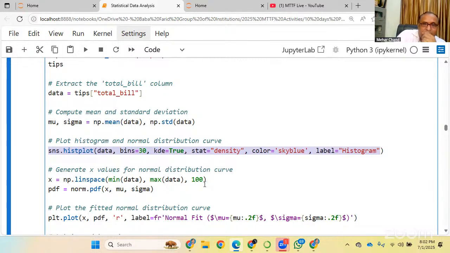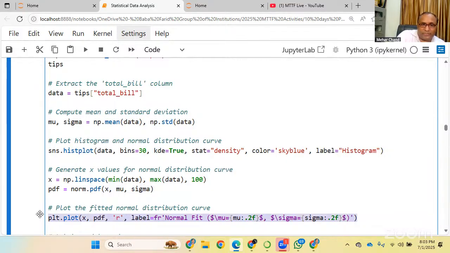And 100 points we are taking here. Okay, this will generate the interval for the minimum and maximum value of the data set. And here we will calculate the PDF by using norm.pdf(x, mu, sigma), and the value will be stored inside pdf. Okay, and then after that we need to fit the normal distribution curve, and the same statement is here which we did in the previous example.